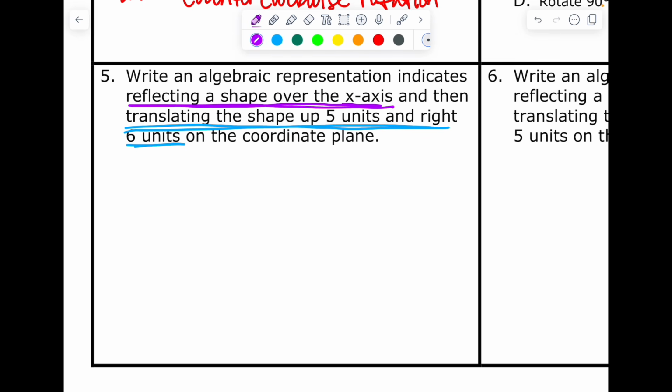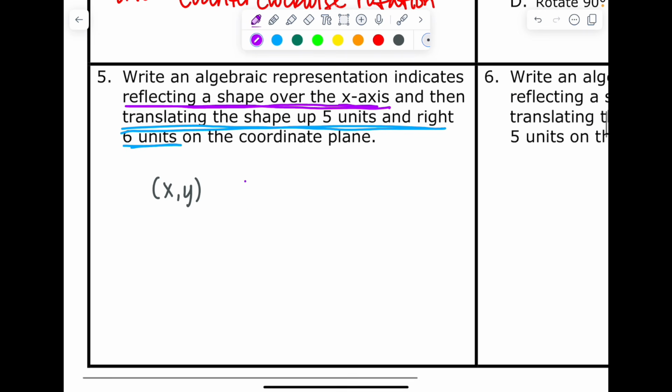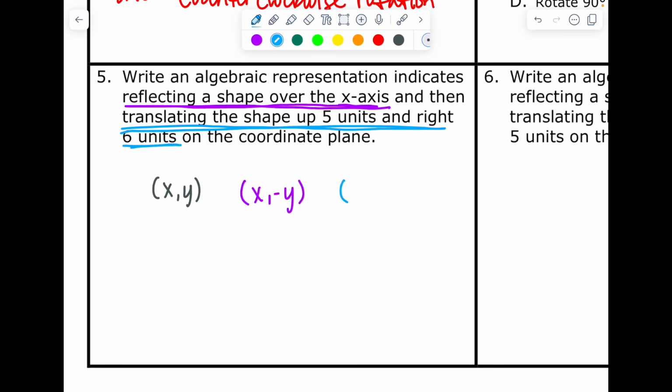Okay, sorry, brain fart. When we start, we're always going to start with the original x comma y. To do a reflection over the x-axis, the y will change. You need to use your transformation formula chart. Then a translation of 5 units up will be y plus 5, because up is a y change. And then right 6 would be an x change. And there you go.